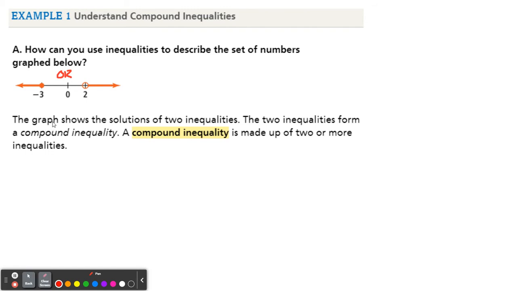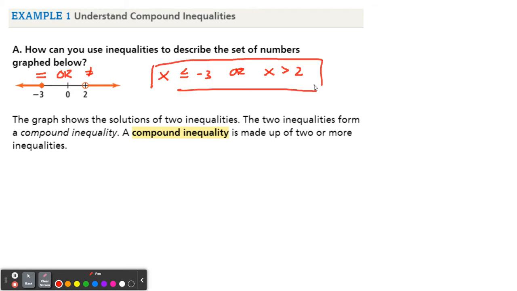The other thing is that because this -3 has a solid dot, that means this inequality is going to have an equal to. Because this is an open, this is not going to have an equal to. So it's not going to have the line underneath it. So in this picture, the left ray represents all numbers x that are less than or equal to -3 because they go to the left and they have a solid dot. Then we put that word or in between. And then the right ray represents all numbers x that are greater than, not equal to, just greater than 2. There is your solution. This is the compound inequality that represents this graph.